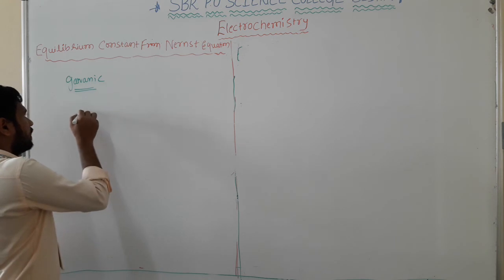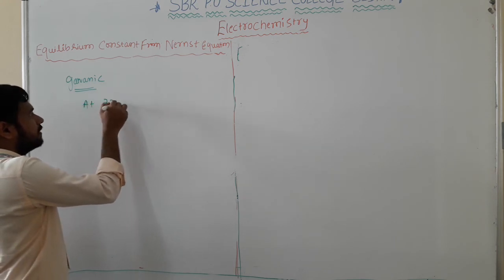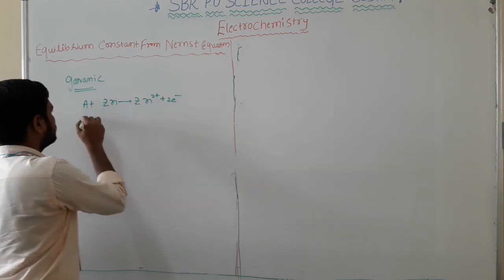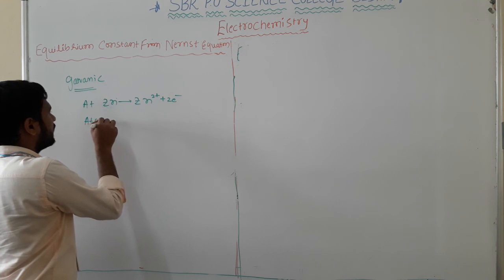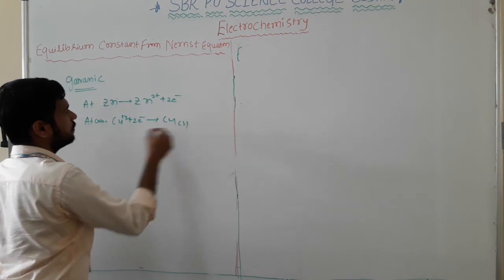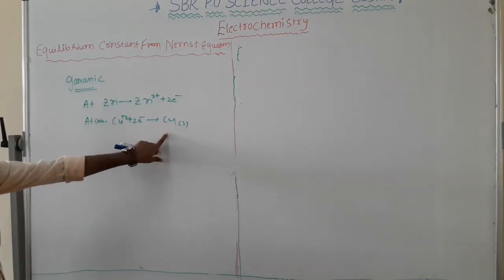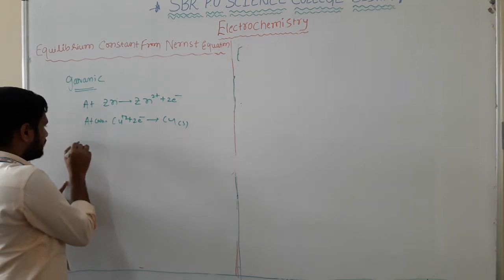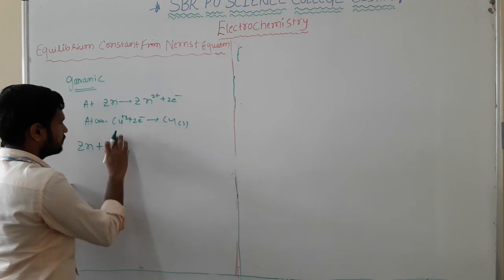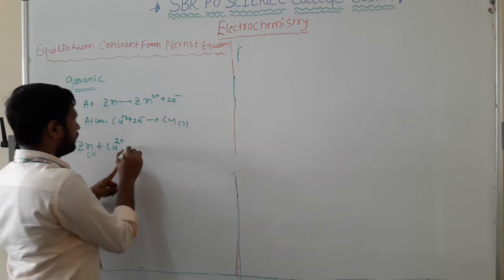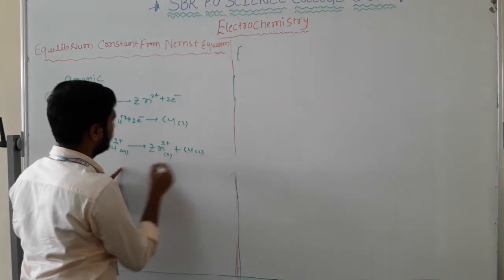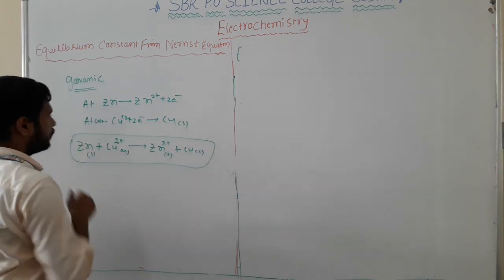See, at the anode, Zn gives Zn2+ plus 2 electrons, and at the cathode, Cu2+ plus 2 electrons gives Cu, which is solid. Like this we get the reaction. Finally, I can say Zn plus Cu2+ aqueous gives Zn2+ aqueous and Cu solid. This is the cell reaction that is going to happen.